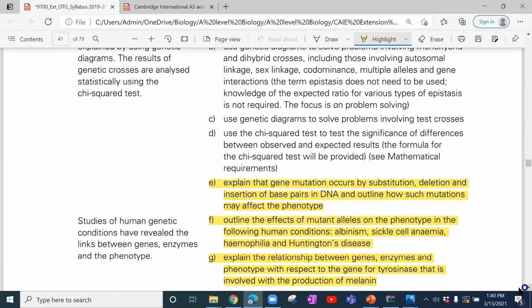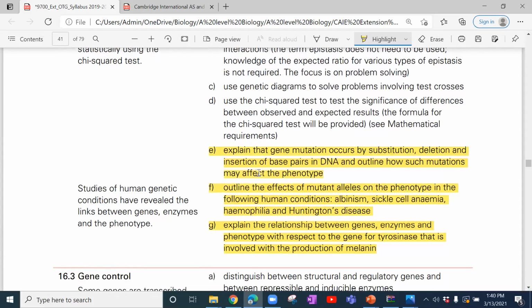But we will be covering objectives E, F, and G, which say to explain that gene mutation occurs by substitution, deletion, and insertion of base pairs in DNA, and outline how such mutations may affect the phenotype. Outline the effects of mutant alleles on the phenotype in the following human conditions: albinism, sickle cell anemia, hemophilia, and Huntington's disease. And finally, we'll talk about the relationship between genes, enzymes, and phenotype with respect to the gene for tyrosinase that is involved with the production of melanin.